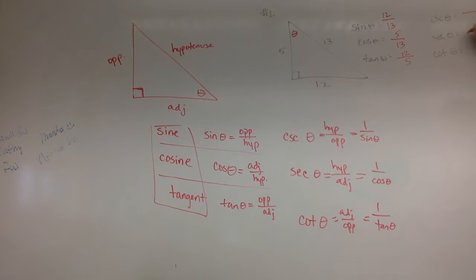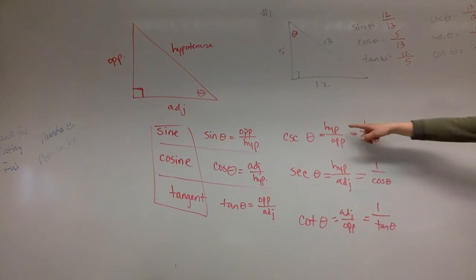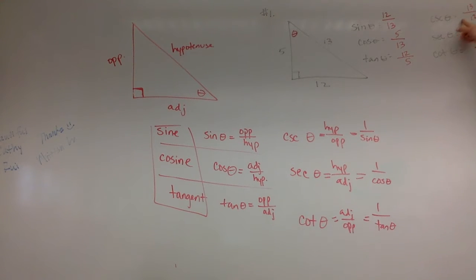And then what's really nice about these is I can literally just go 13, 12, 13, 5, 5, 12. I can just flip them. And if you want to, you can go back through and ask, what's my hypotenuse over my opposite? What's my hypotenuse over adjacent? What's my adjacent over my opposite? If you really want to go through and double check.